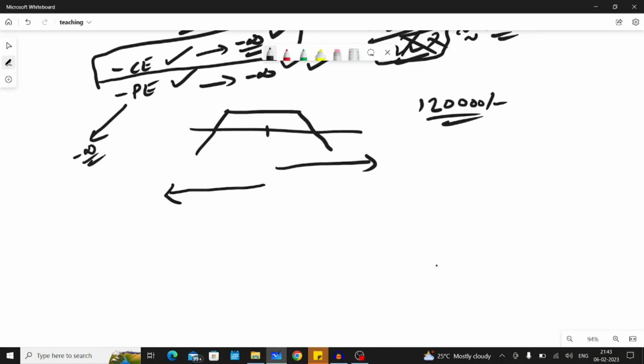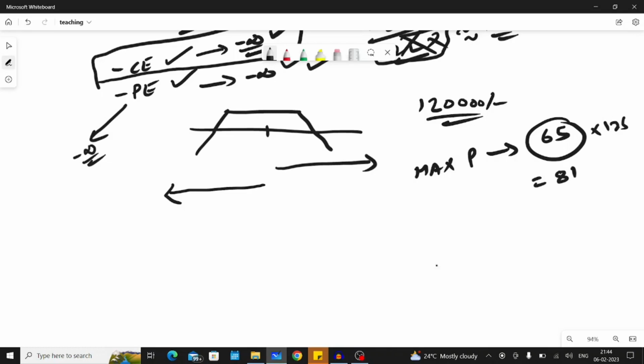And what is the maximum profit we can make in this scenario? The maximum profit is whatever is the premium which we collected. And in this scenario, we collected a combined premium of 65 rupees. So this will come out to be 65 into 125. The maximum profit which we can make here is 8,125 rupees.